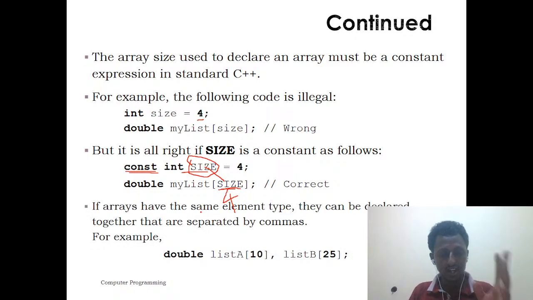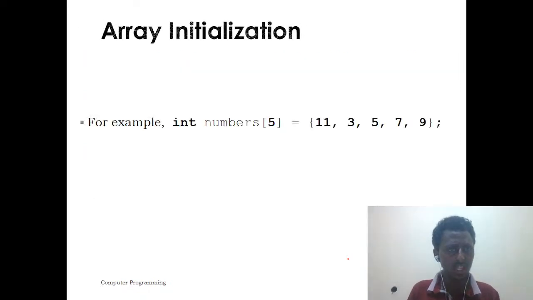Good. If arrays have the same element type, they can be declared together, separated by commas. For example, double listA, comma, listB[25]. We have two arrays having different array sizes, but the same array data type. Good. Array initialization.